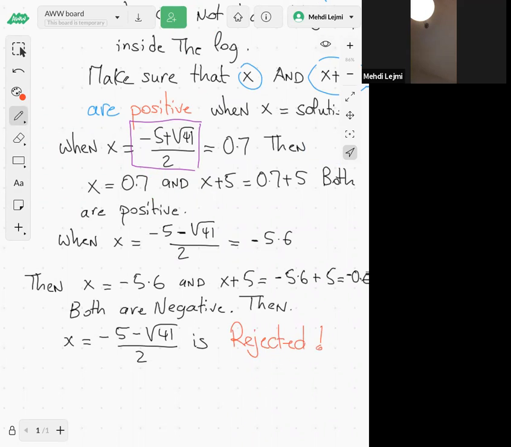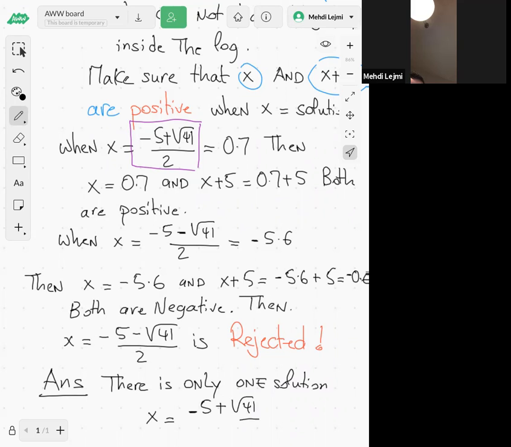That's not the solution. That's not a real solution of the problem. So to find the answer, there is actually only one true solution of this equation, which is x equal to -5 plus square root of 41 over 2. And the other one is not a real solution of the problem.